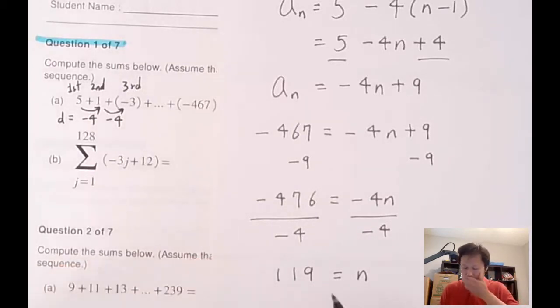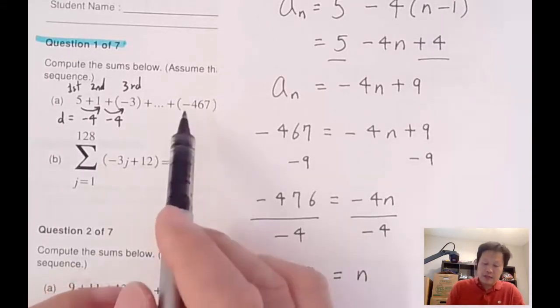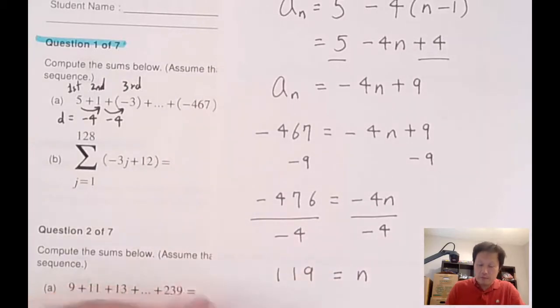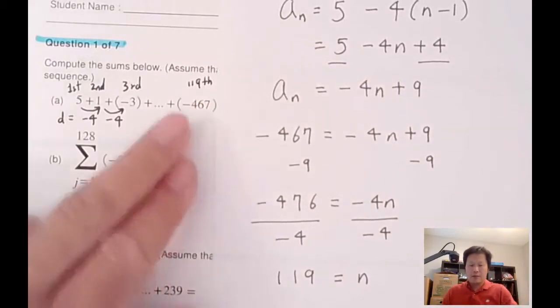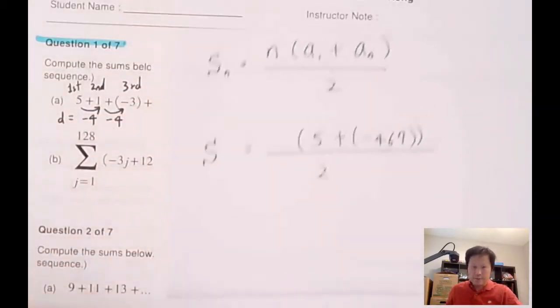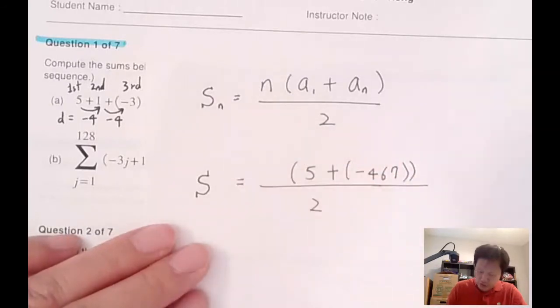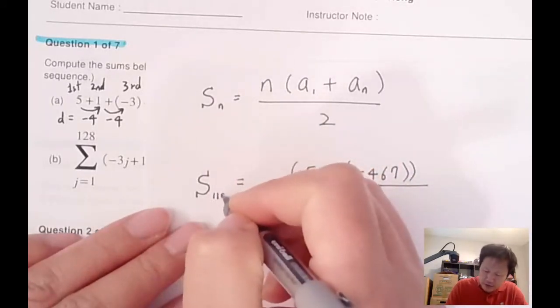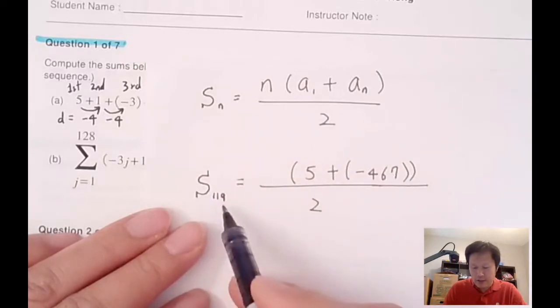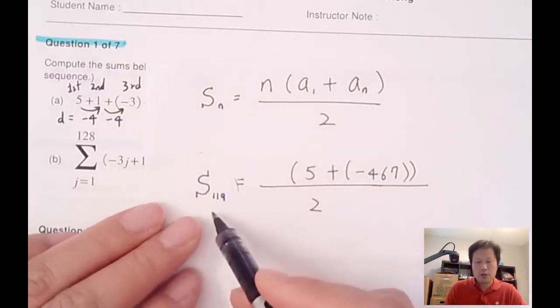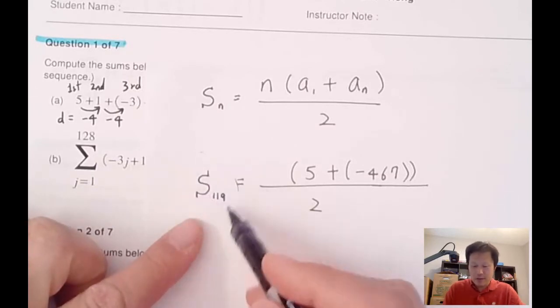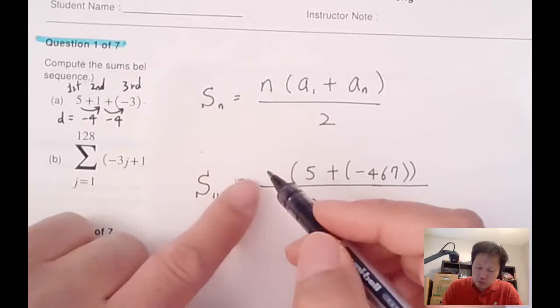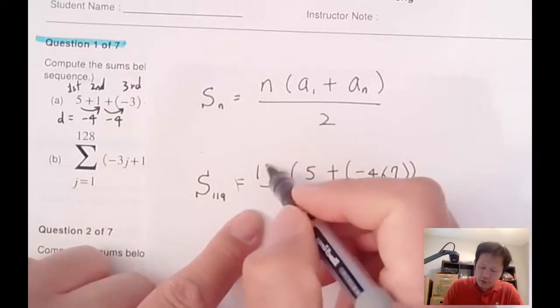Yeah, n value is 119. What is that? This is the 119th term. Okay, so we can come back to here. N value, we just calculated 119. S of 119th, which means summation of the first term all the way to the 119th term. That's what it means. Is equal to n value, which is 119, times parentheses all that.